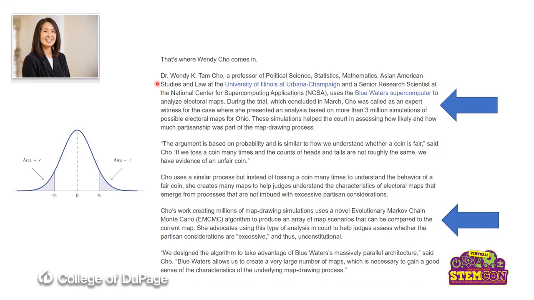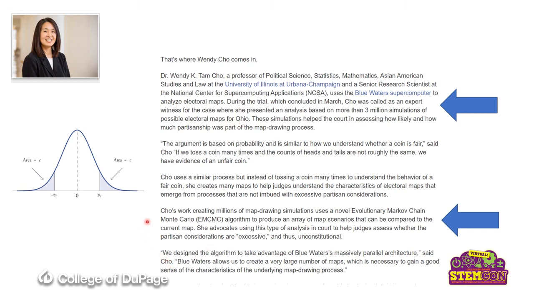And Dr. Cho, a professor of political science, statistics, mathematics, Asian American studies, and law, wow, she is everything, at University of Illinois at Champaign-Urbana, and she is a fellow at the National Center for Supercomputing Applications, uses their computer to analyze vectorial maps. For example, she consulted at an Ohio case recently, and she did an analysis based on more than 3 million simulations of possible maps for Ohio.